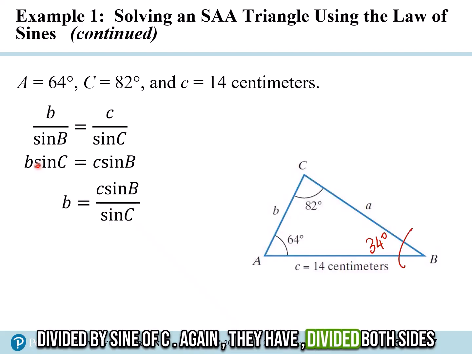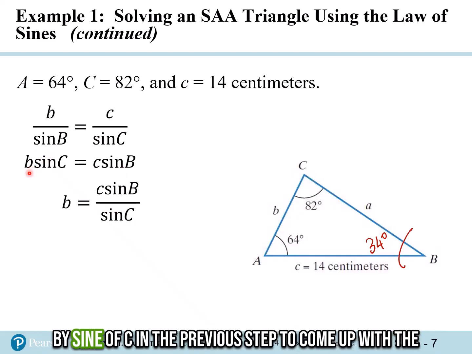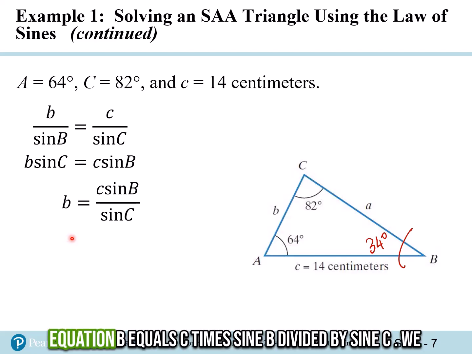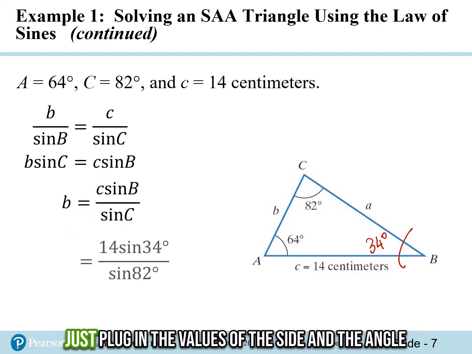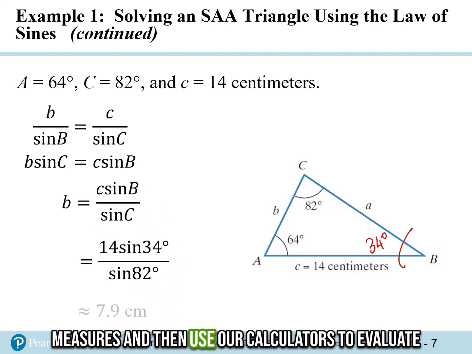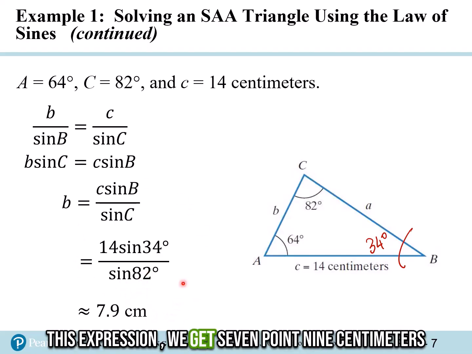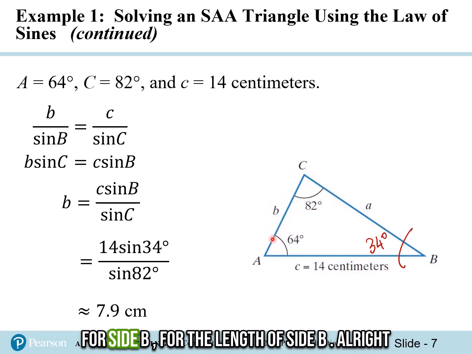Again, we divided both sides by sine of C in the previous step to come up with the equation B equals C times sine B divided by sine C. We just plug in the values of the side and the angle measures and then use our calculators to evaluate this expression. We get 7.9 centimeters for the length of side B.